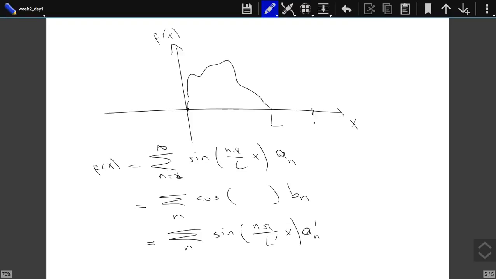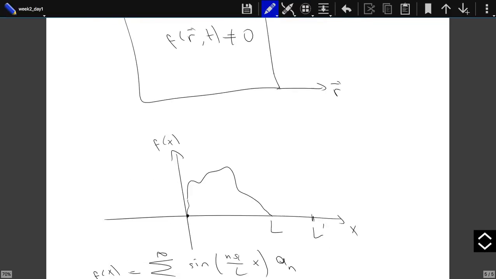L prime is somewhere over here, let's say. This is another sine series. And the third function matches my function in this region. It is 0 here, and then repeats itself. So since we are talking about a finite expression, the series expansion is not unique. So there we have these ambiguities, of course.